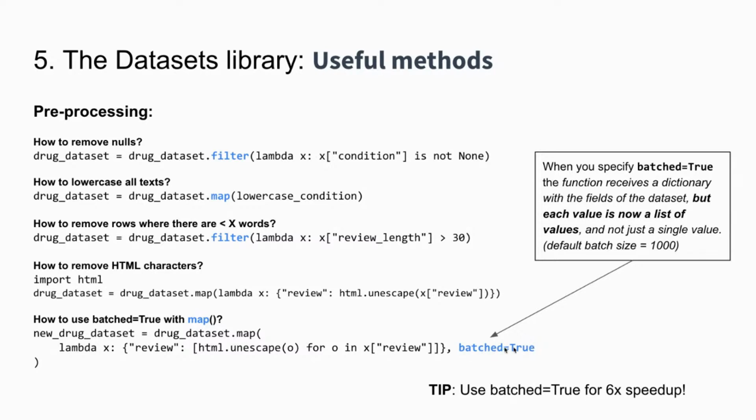You can see here, assuming batched equals true in this example, instead of just setting the value of an example's review value, we have to actually iterate over all of the review values. So this will be all 1,000 review values for the 1,000 examples that are passed in, call unescape, and then set review equal to that. It's a little bit different, but this is definitely the preferred approach when you're doing pre-processing: to handle them batch fashion as much as possible.